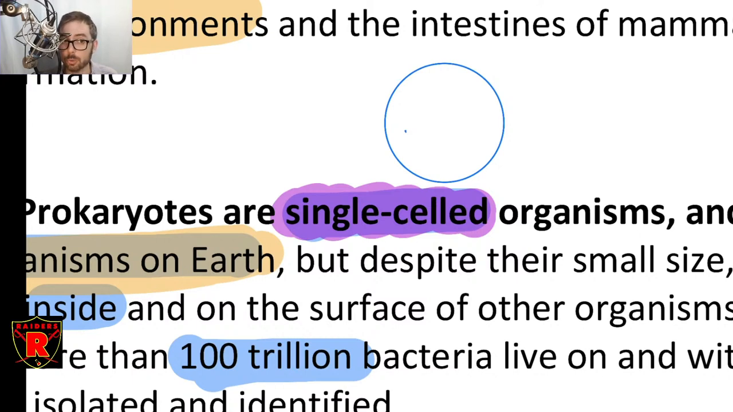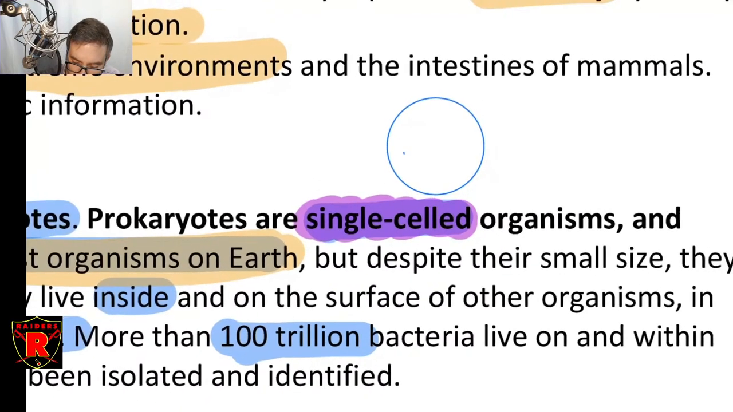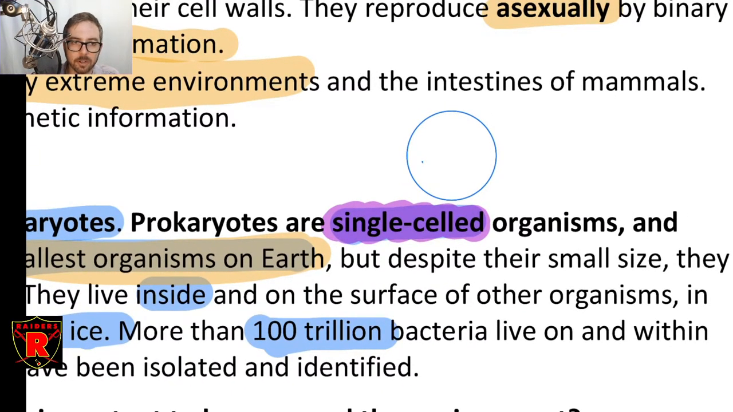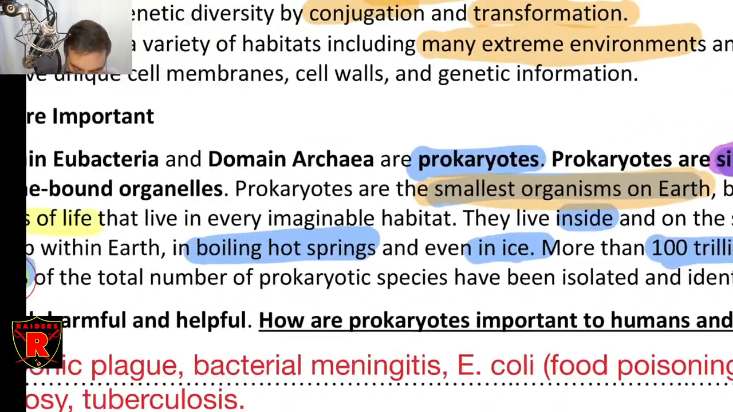Now, that being said, they do grow in colonies, and they do communicate with each other via chemical messengers. I actually have an optional video for you to watch if you're interested on intercellular communication in prokaryotes. It's called quorum sensing. They have the ability to know how many neighbors they have, and it changes their behavior based on how big of a group they are in. It's really fascinating how it works and why it's important in terms of human health, especially for pathogens. But they are single celled, so they're not multicellular organisms. They all are functioning individually.